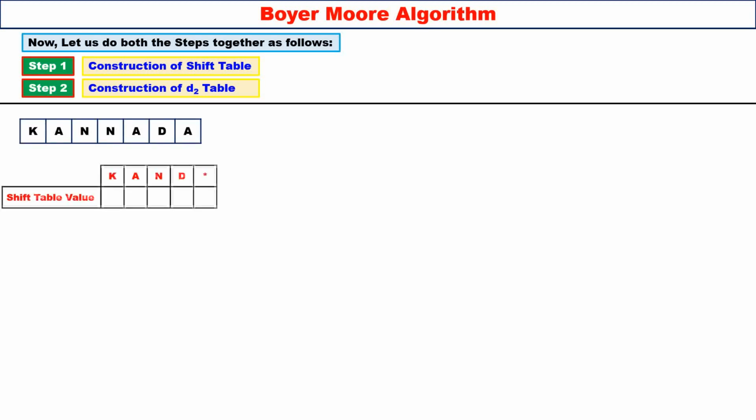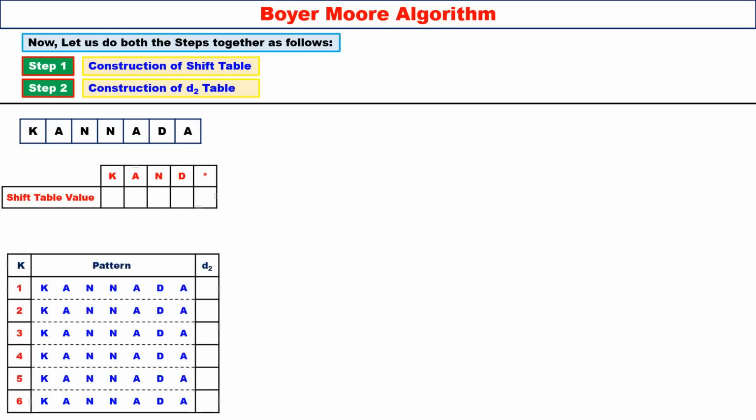Let us consider the string Kannada, shift table value, and this is D2. So for K, what is the shift table value? How many characters are there in front of K? 6. For A, 5. For third character N, 4. For fourth character N, 3. It should be updated to 3. Again for A should be updated to 2. D is 1. Last, we did not have to do anything. For all the remaining, the length of Kannada is 7. Therefore, it should be 7. Therefore, the shift table is complete for Kannada.